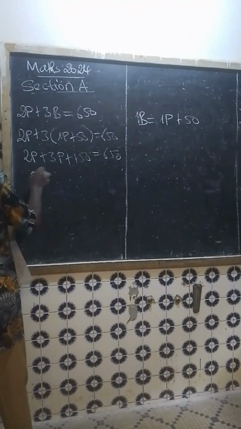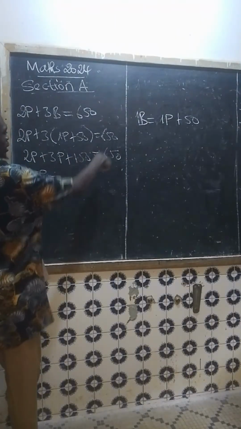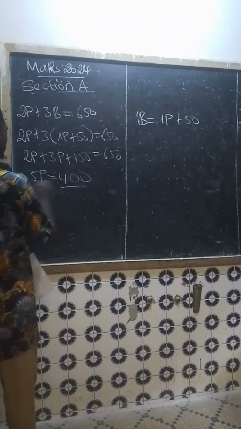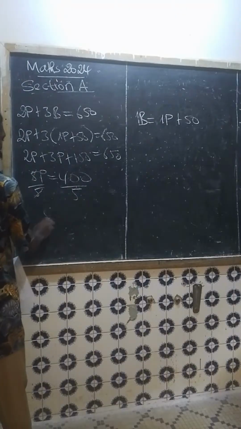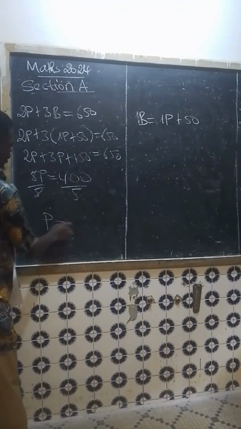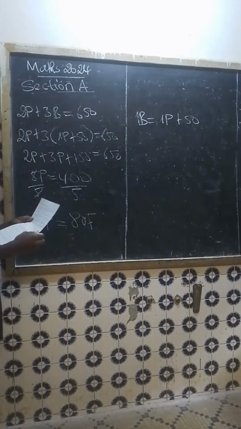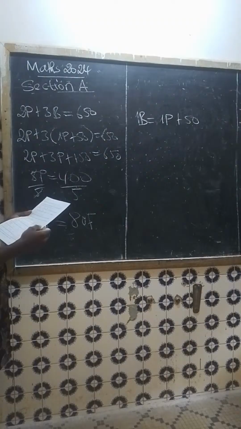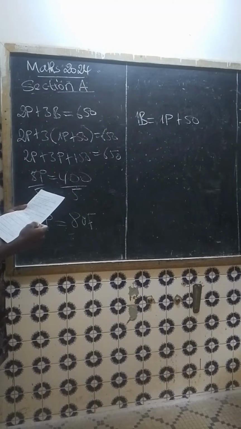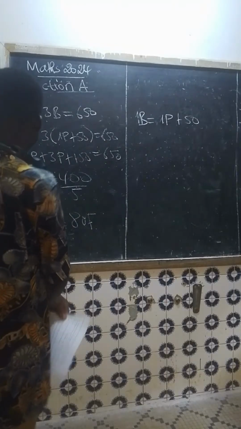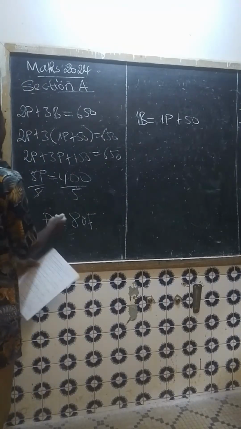Then 5p is equal to, subtracting, 400, 500. P is what? That's what we're looking for. We're now looking for the cost of a pen.